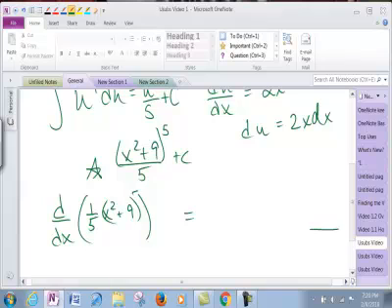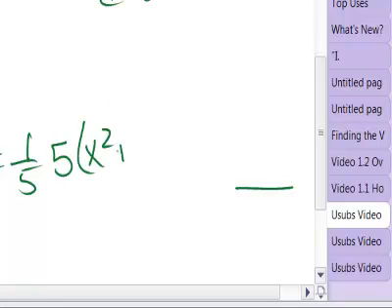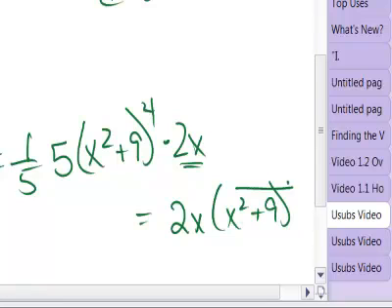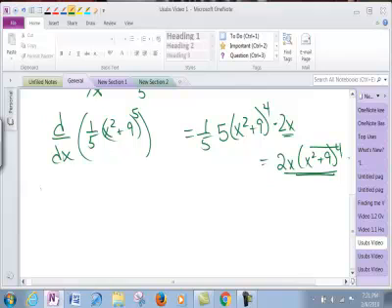Great. So when I take the derivative of this, I get 1/5 out in front, right? Here's the chain rule. So we take the power 5 times the inside function, we bring it down a power, and then we multiply by the derivative of the inside, right? When we clean all this up, we get 2x times x squared plus 9 to the 4th, and so we know we've done the integration correctly because taking the derivative gets us back to the original function. Okay, good. Here's the next example.